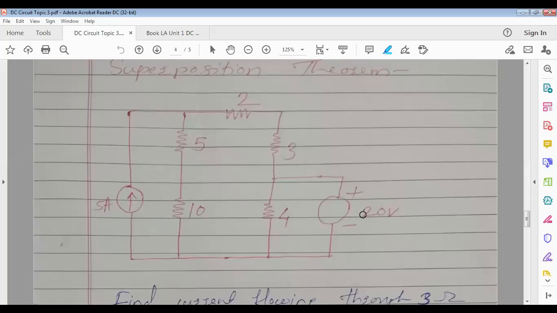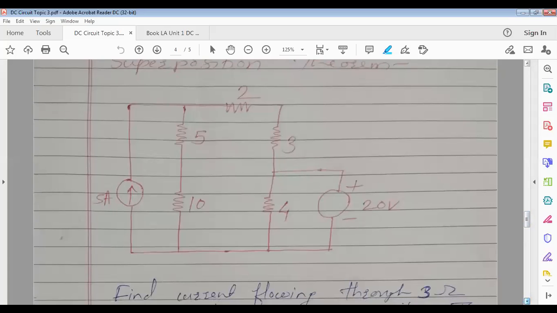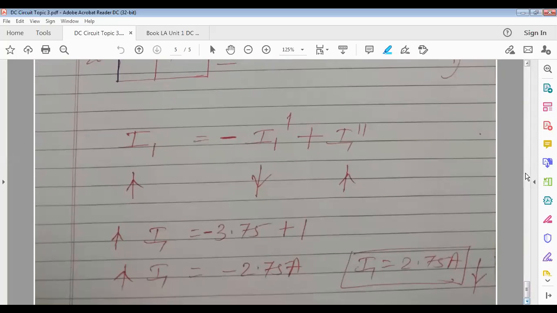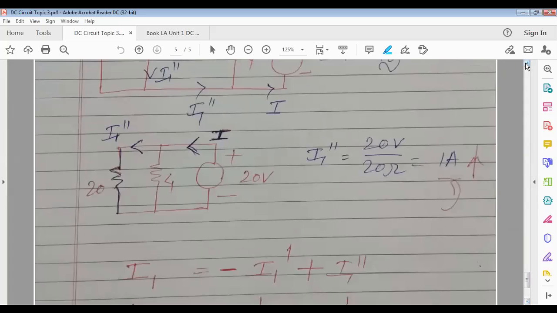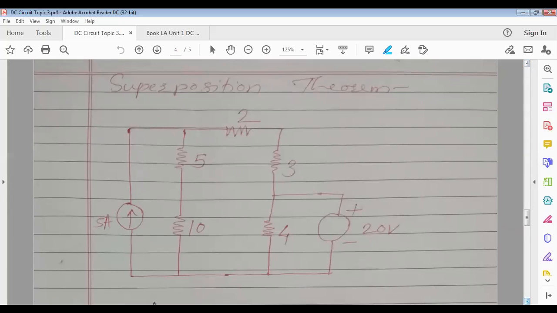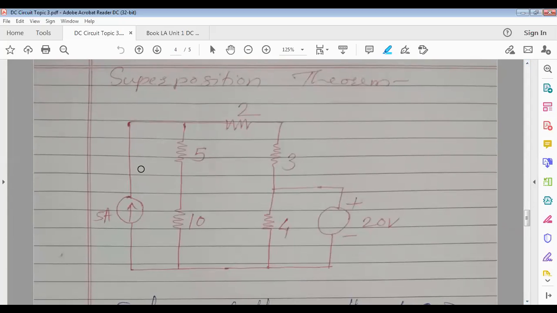So see what this superposition theorem states. Suppose you are asked to find out the current flowing through the 3 ohm resistance using the superposition theorem. The theorem states you have to consider a single source at a time. Hence I'll consider initially only the 5 ampere source. What do you have to do with the rest of the sources? The rest of the sources you make inoperative.